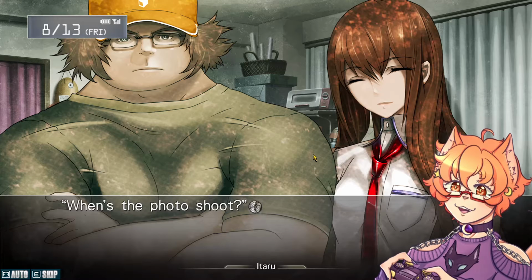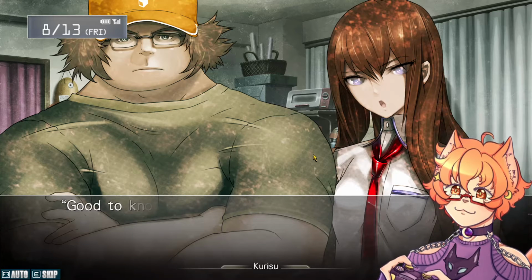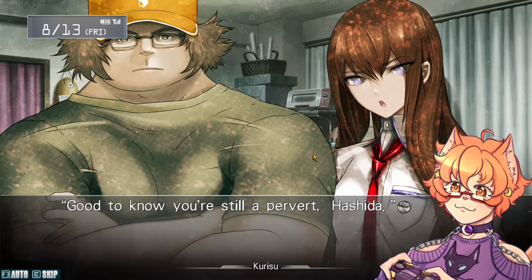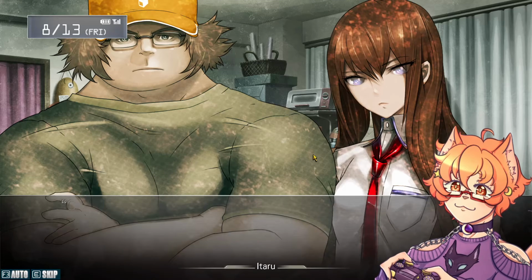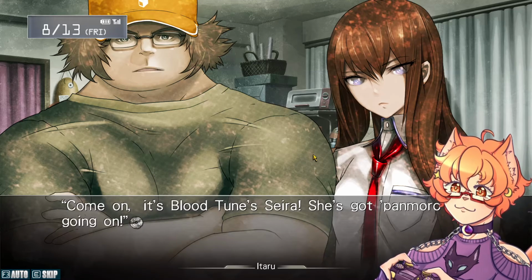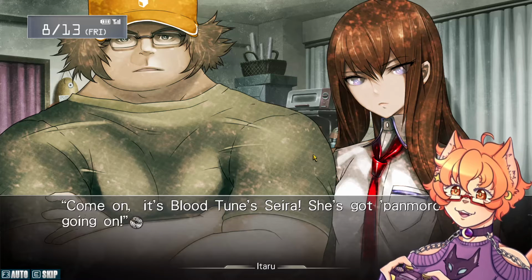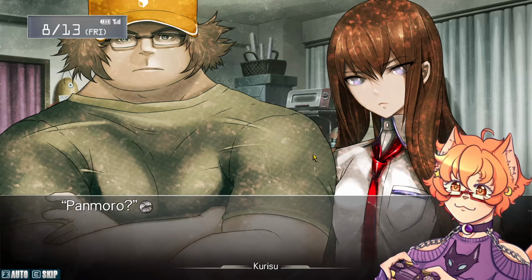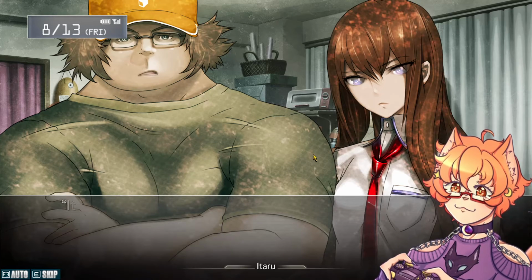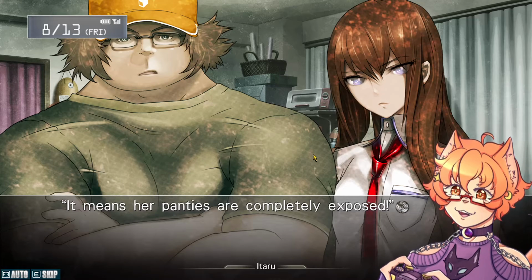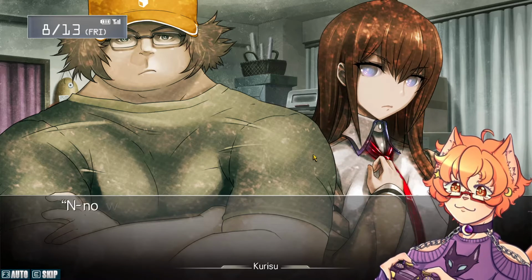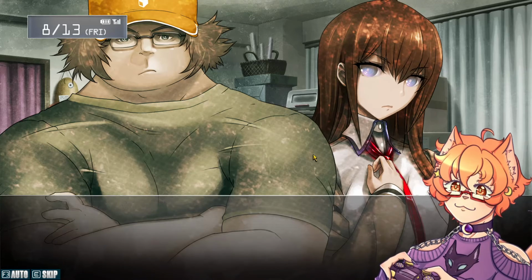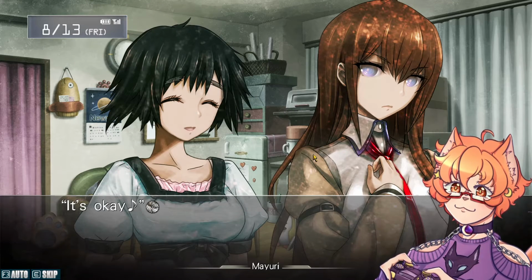When's the photo shoot? Daru, get out! Good to know you're still a pervert, Hashida. Come on! It's Bloodtune Syra! She's got a Panmoro going on! What's that? Panmoro? It means her panties are completely exposed! Uh-oh. No way! It's okay.